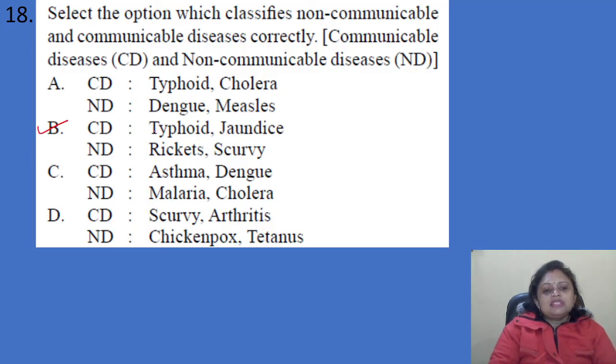So communicable diseases, that is typhoid and jaundice, are spread by water. Okay. Non-communicable diseases, rickets and scurvy. So rickets occurs due to deficiency of vitamin D, and scurvy occurs with the deficiency of vitamin C. So these are non-communicable diseases.